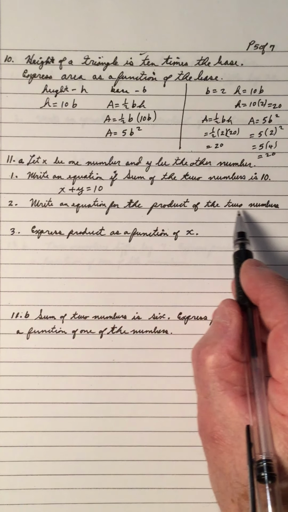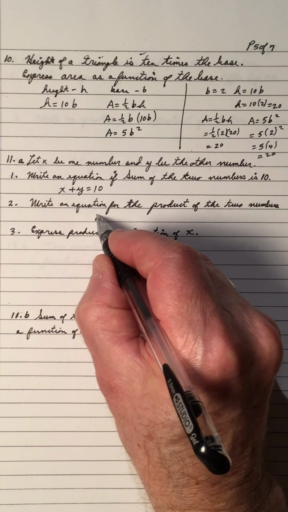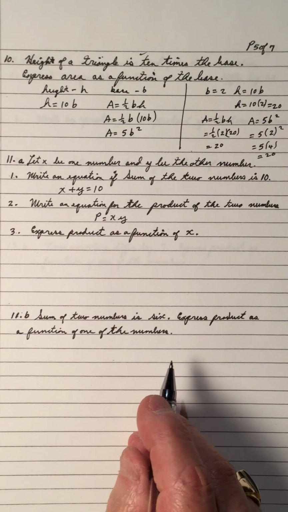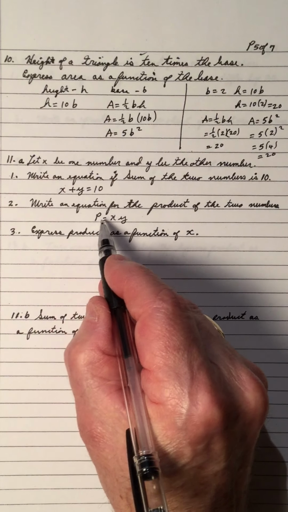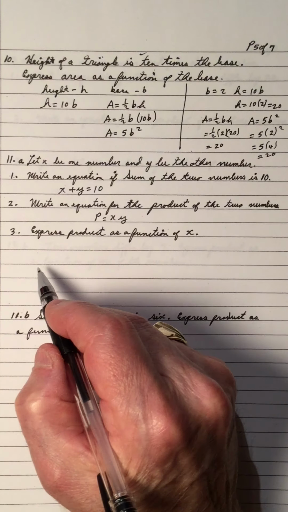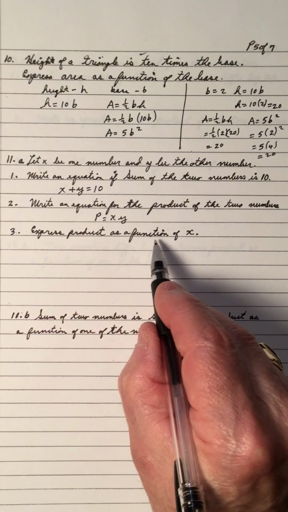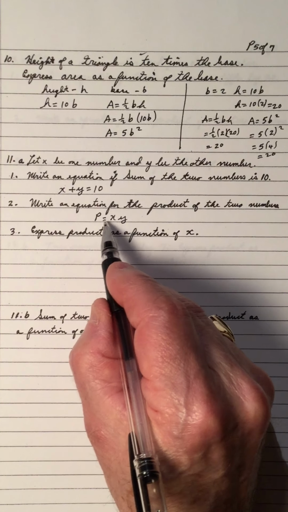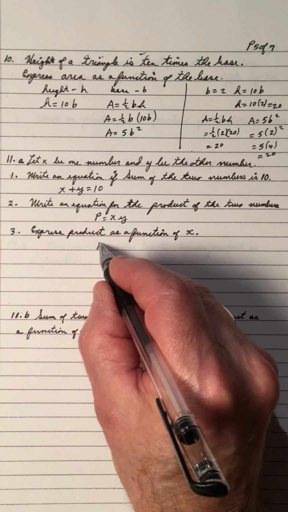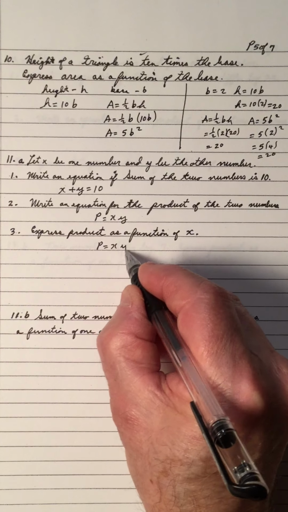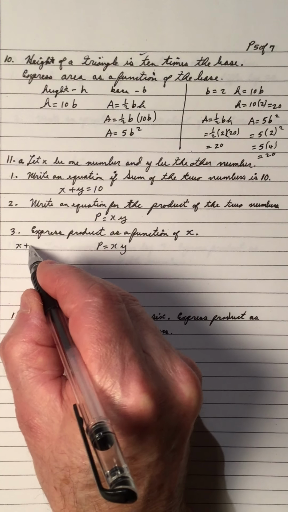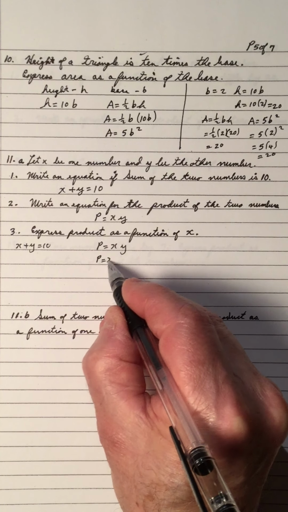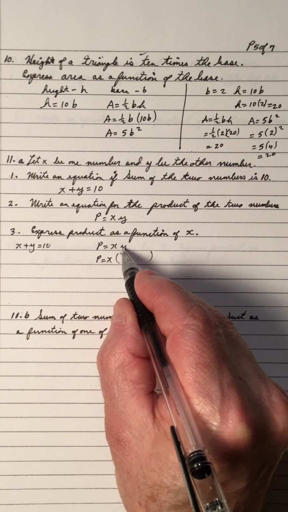Write an equation for the product of the two numbers. So the product, p, is equal to x times y. X and y are the two numbers, so the product is p equals x times y. Now, express the product as a function of x. Notice the product is in terms of the two numbers, but I want the product in terms of x only. That means I have to replace the y.